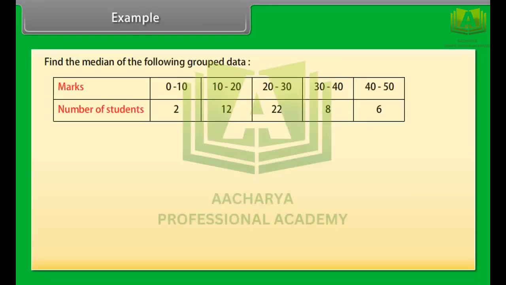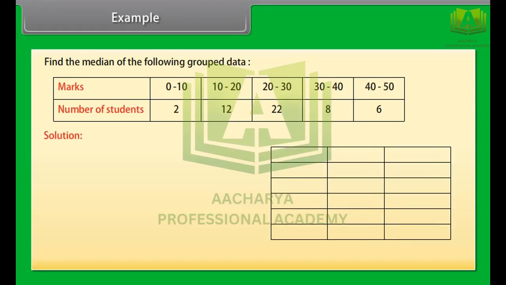Find the median of the following grouped data. Solution. In the first column, we've written the given marks.